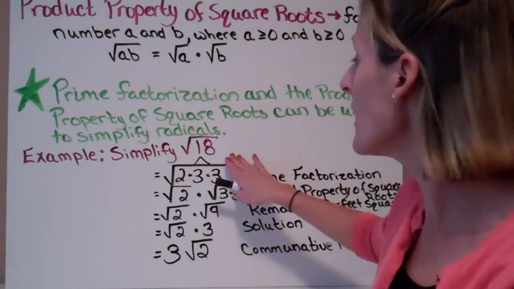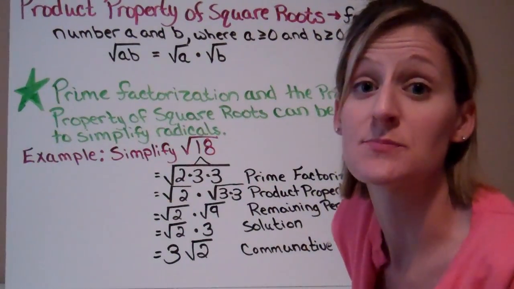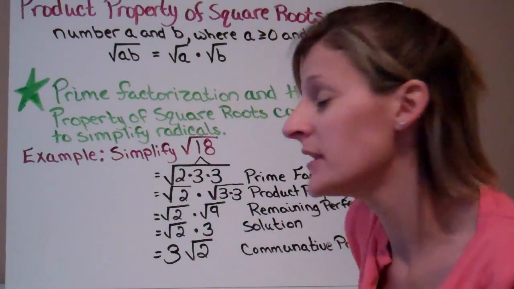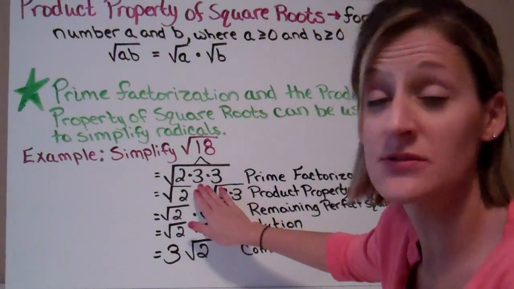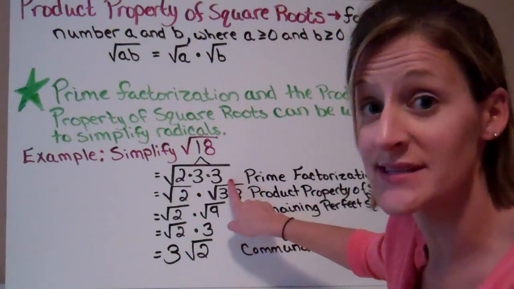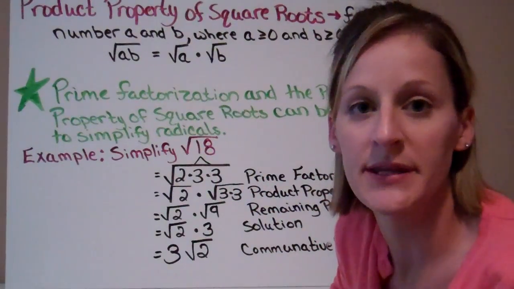So for example, I've given you the square root of 18. Now the first thing we need to do is break it down to its prime factorization. When you do that, you get 2 times 3 times 3, because 2 times 3 is 6, times 3 is 18. So that's equaling 18. Now we need to split it up.